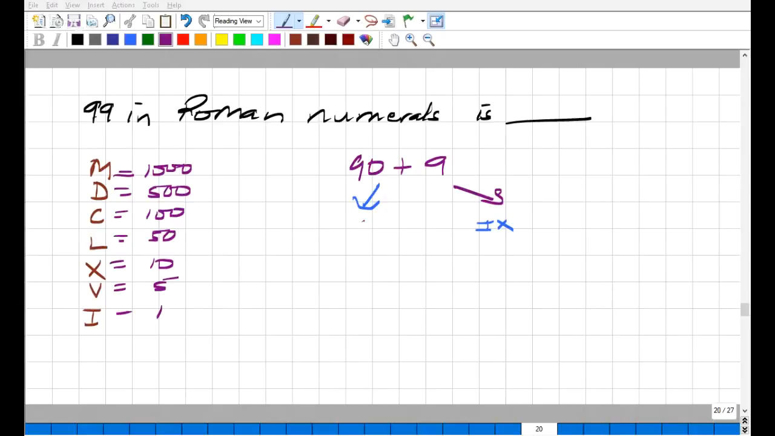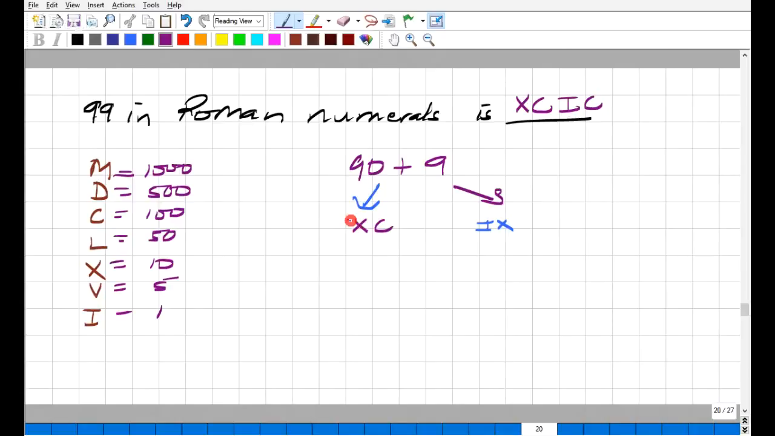What represents 100? C. What represents 90? XC. So 99 is actually what? XCIX. Yes, so XCIX. What does this mean again?